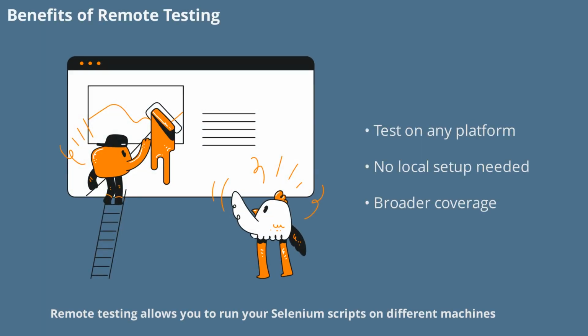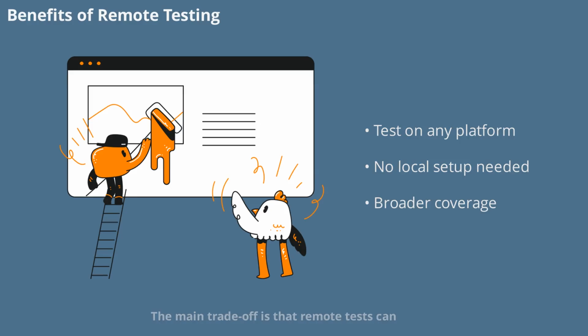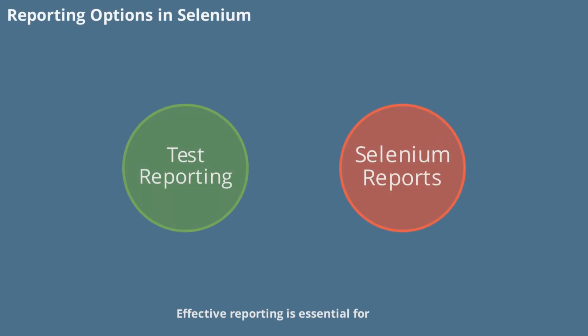Remote testing allows you to run your Selenium scripts on different machines, operating systems, and browsers without local installation. This is ideal for cross-platform testing and large-scale projects. The main trade-off is that remote tests can be slower and require a stable internet connection, but the flexibility and coverage are unmatched. Effective reporting is essential for tracking test results and identifying issues.